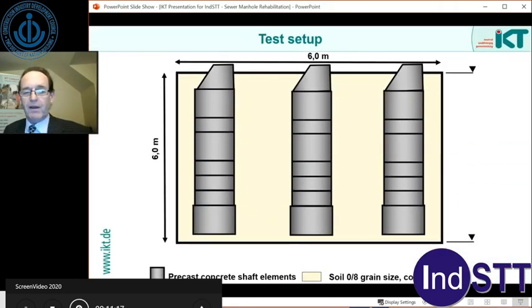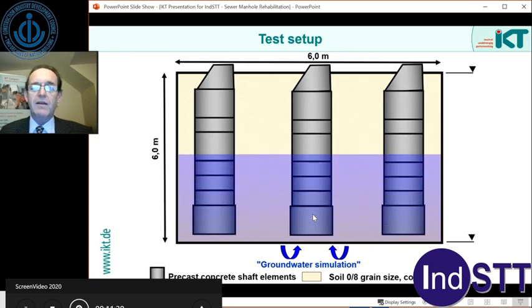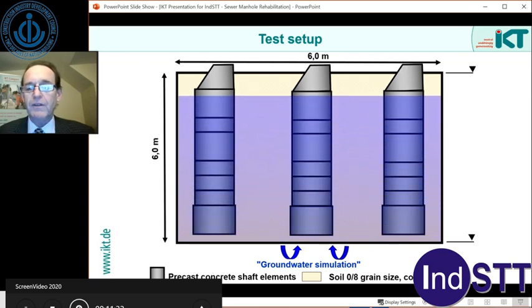So the test setup, here's looking in a sort of a cross-section through it. We have a number of chambers that were created, and we have the ability to fill the entire test pit with water. So we can bring it right up to near surface level to simulate rising and falling groundwater.